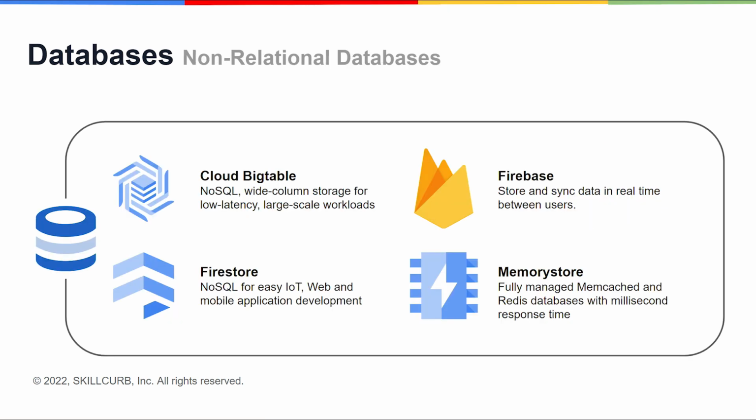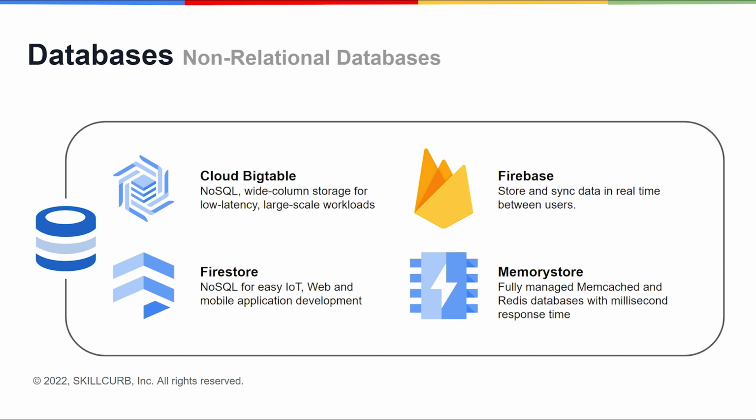Now let's take a look at our non-relational or NoSQL databases in GCP. First up, we have Cloud Bigtable. This is a NoSQL wide column store for large-scale, low-latency workloads. It was designed to store large amounts of data for each row or item. Cloud Bigtable is often used in applications of machine learning and artificial intelligence for having a high throughput as well as a low latency at scale.